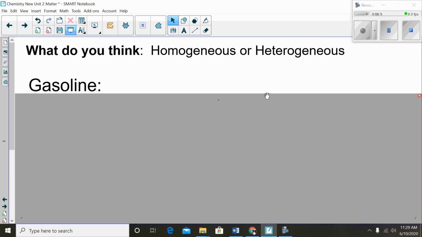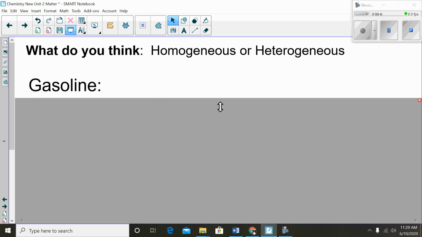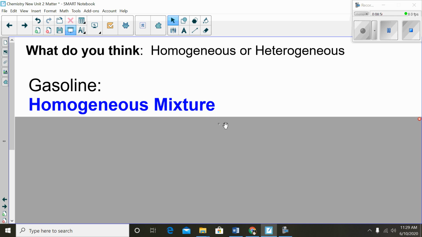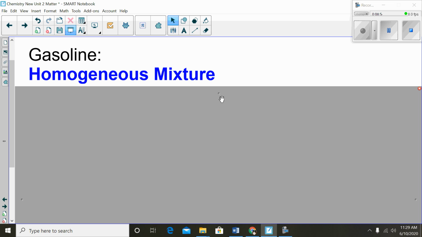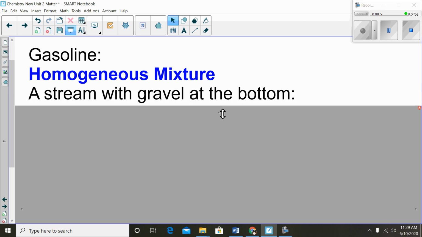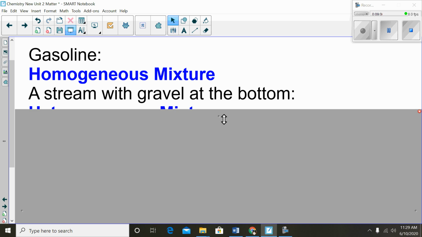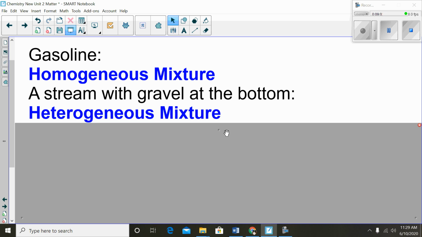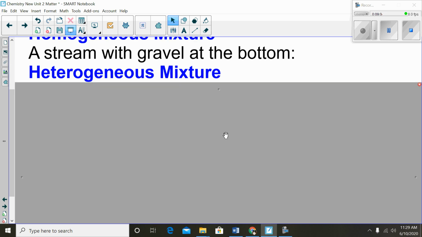So what do you think? My examples here, are they homogeneous or heterogeneous? Gasoline, so even with that 10% ethanol that we see here in Illinois, if you ever get gas, if that's dissolved in your gasoline, you still won't be able to tell the difference. So gasoline is a homogeneous mixture. It looks the same throughout. How about a stream with gravel at the bottom? That would be heterogeneous. You'd see the stream and you'd see the gravel.